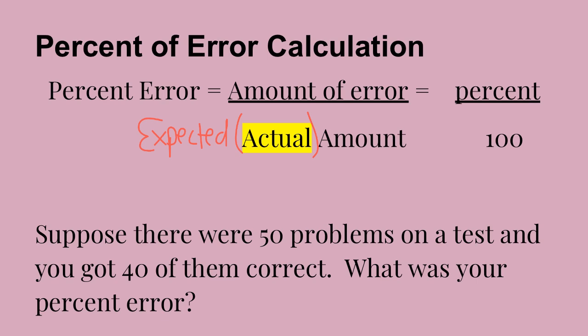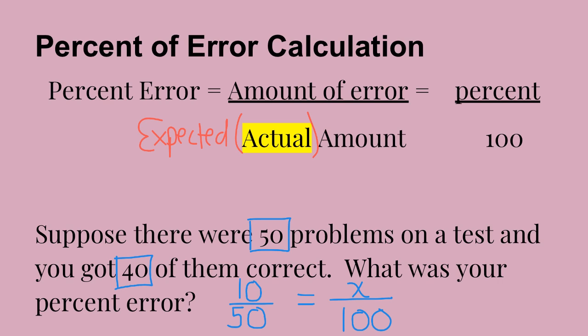So we're going to go ahead and set up our framework we've been using. 100 always lives bottom left. I don't know my percent, so that's going to be my x. The amount of error is my numerator. So if there were 50 problems and I only got 40 of them correct, in my mind that's a subtraction problem, and that means that I made 10 mistakes. My amount of error is 10. And my denominator is my expected amount. So I know the teacher expected that I would get all 50 questions correct. So my denominator is 50.